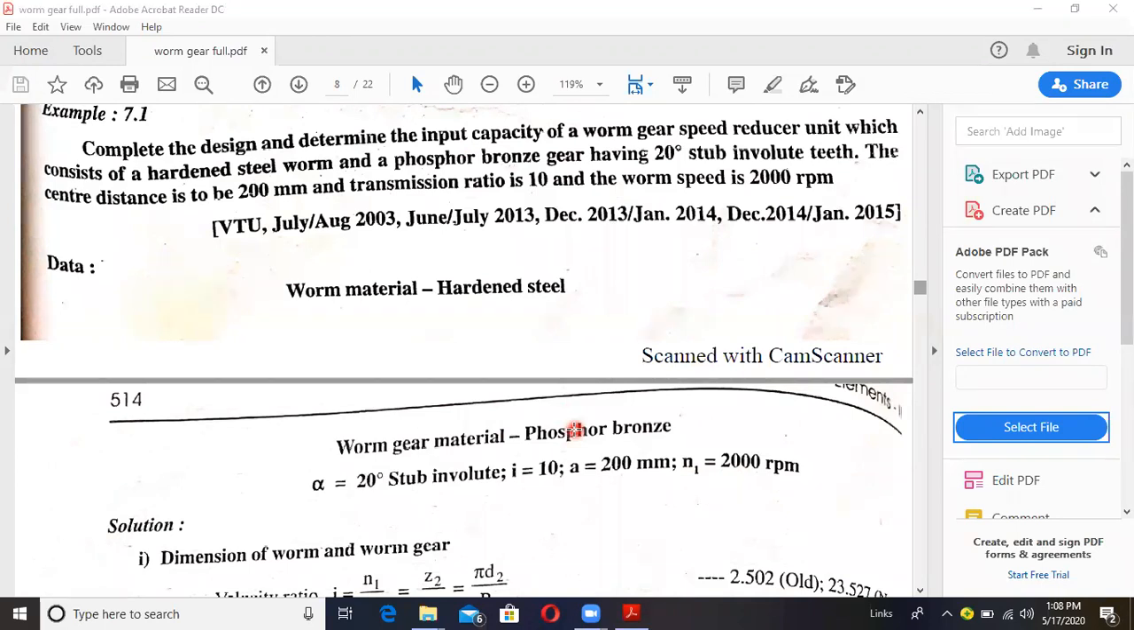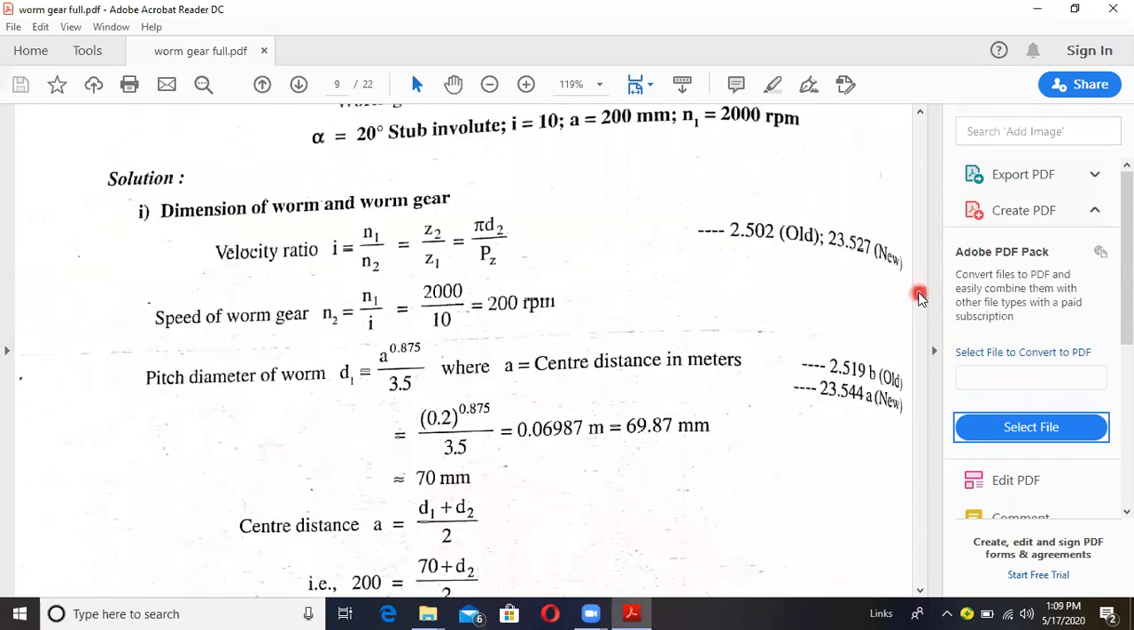Now in order to calculate the unknowns, we need the speed of the worm gear, N2, we have to calculate. What is the number of threads on the worm, and what is the number of teeth on the worm gear, we have to calculate. Those are the basic things we have to calculate for each and every problem. And what is the module, what is the face width. These are the basic things we have to calculate. So to calculate those things, first step: the dimensions of the worm and the worm gear.